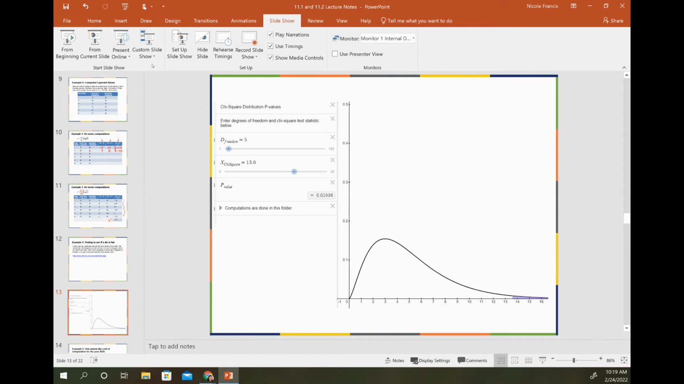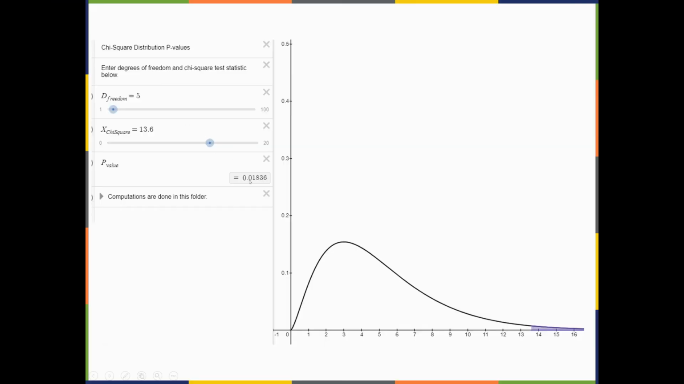Here's where I have that information shared. Let's get this going again. Again, the degrees of freedom are 1 less than the number of categories, so in this case that's 5. The value that we computed from our table was 13.6, the value of our statistic, which gives us a p-value of 0.01836.